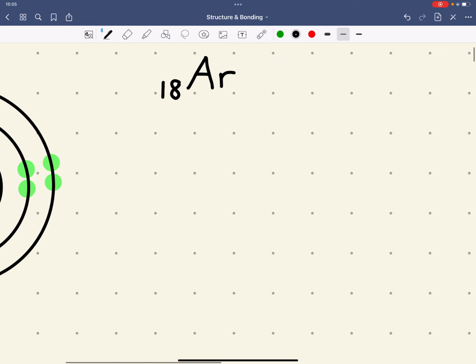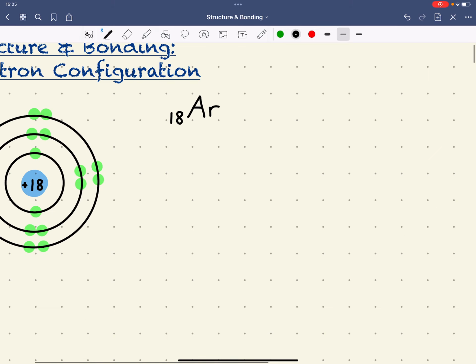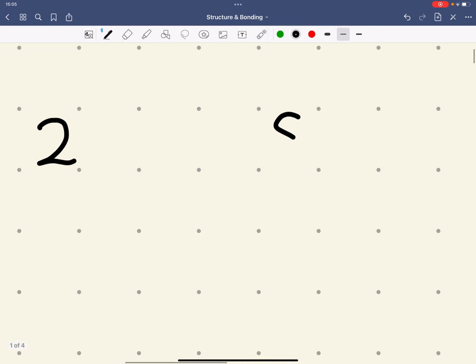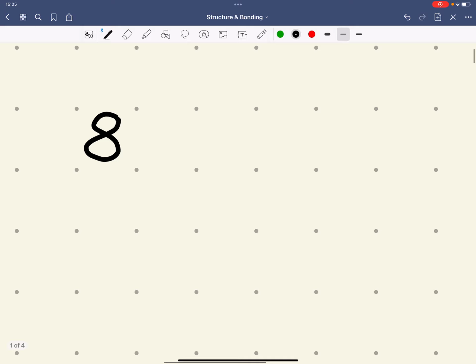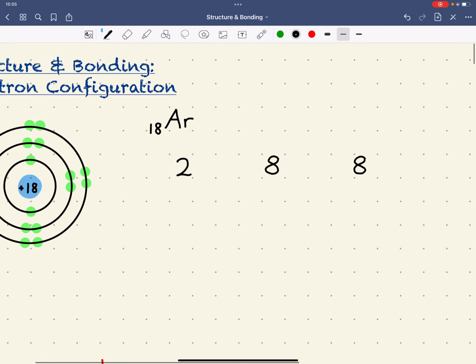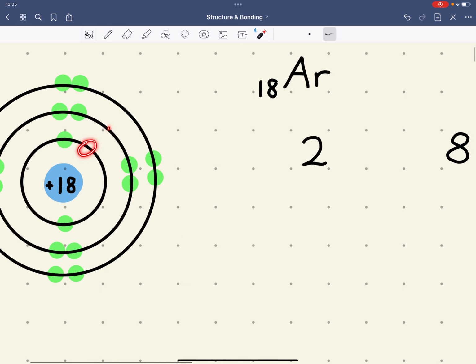Now, pre-A level or pre-BTEC or sort of pre any sort of higher qualification, you'd write this electronic configuration as 2, 8, 8. And we will call these things here shells, energy levels or shells. Got the first shell closest to the nucleus, then we've got the second shell, third shell furthest from the nucleus.